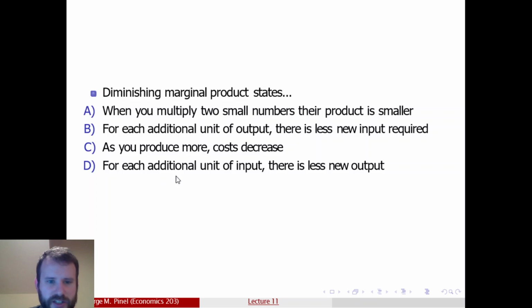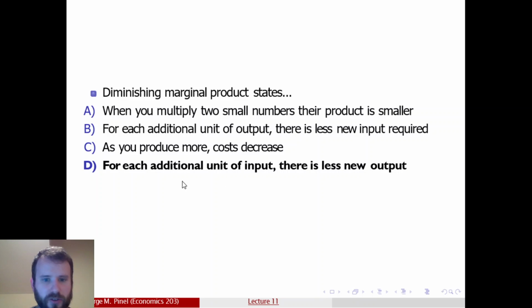So the additional unit of input, that's your marginal input, or that's what's on the margin, right? Okay. There's less new output, so your marginal output per input. Another way of saying output is your product, so your marginal product. Okay. So your marginal output decreases as you increase the quantity of inputs. Okay, that's diminishing marginal product in a nutshell.